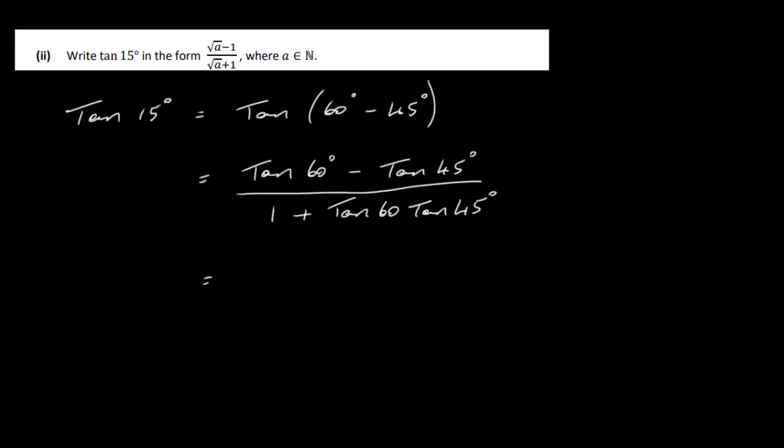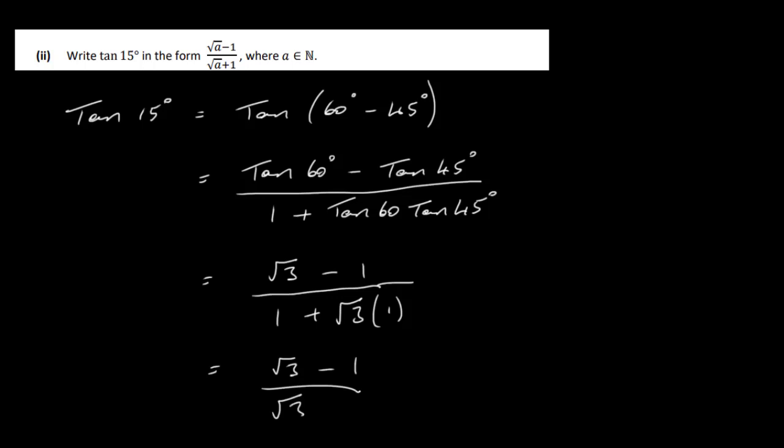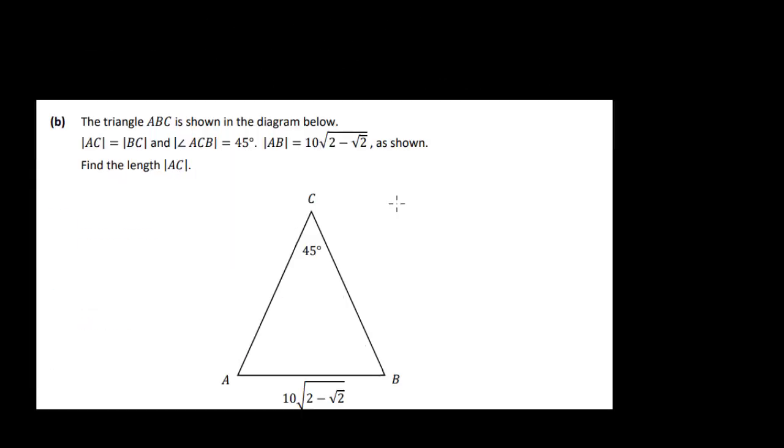So presumably when we work this out, we're going to get what they asked us to get. Tan of 60 degrees, you should have this in your tables, but you should maybe even know it at this stage, is root 3. Tan of 45 degrees is 1. Here we have 1 plus root 3 times 1. So finally, we want it in this format up here, remember? So we want root 3 minus 1 over root 3 plus 1. So that's it there. That's the form root A minus 1 over root A plus 1, and A is a natural number, so that's fine.